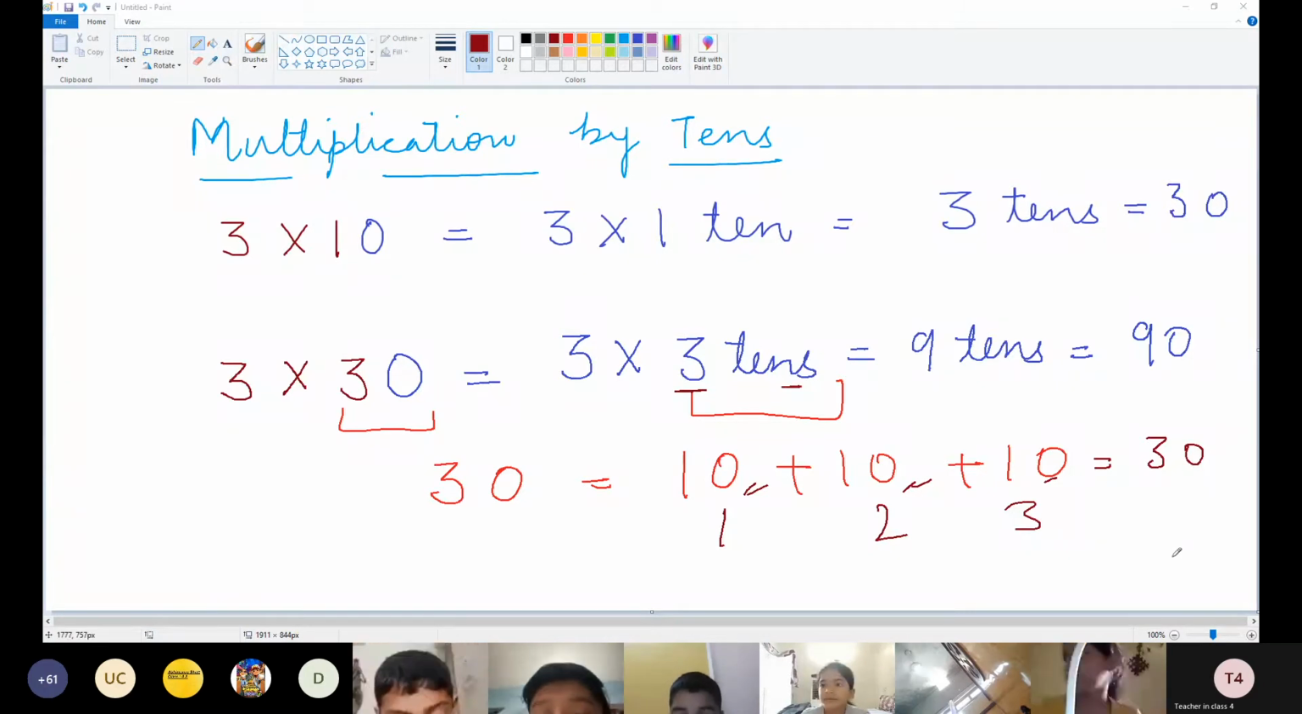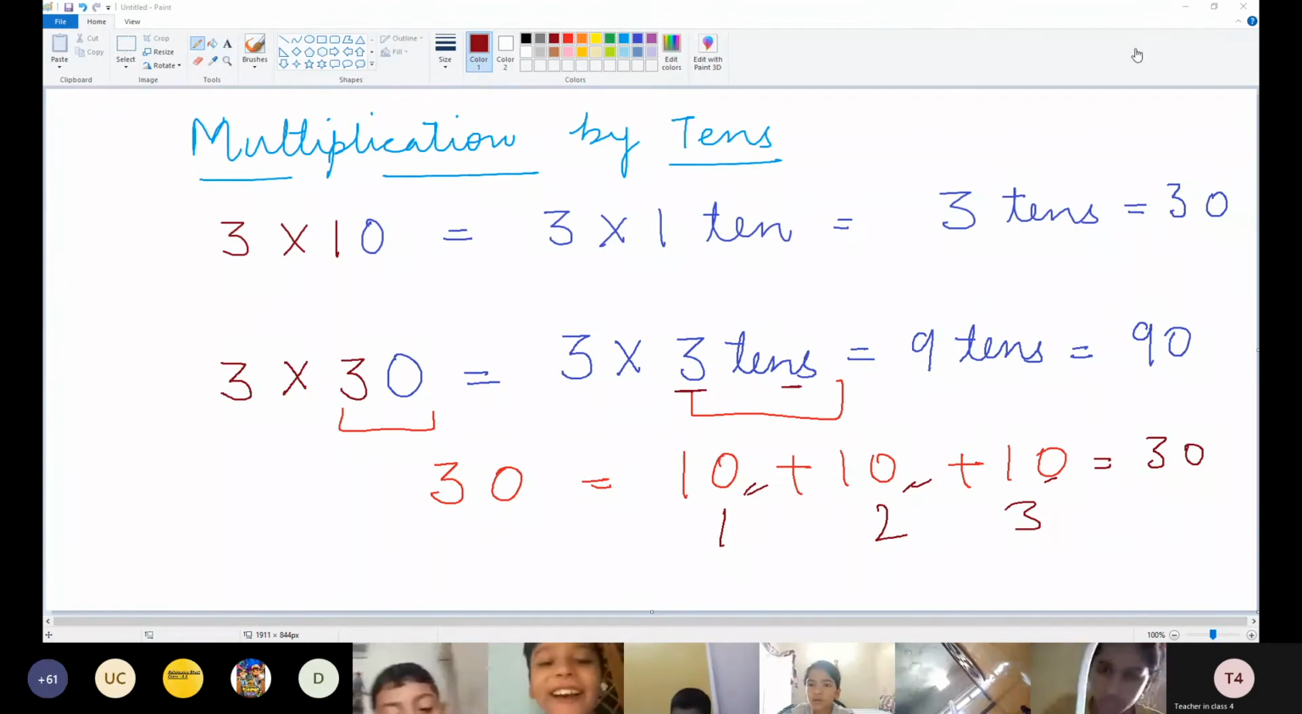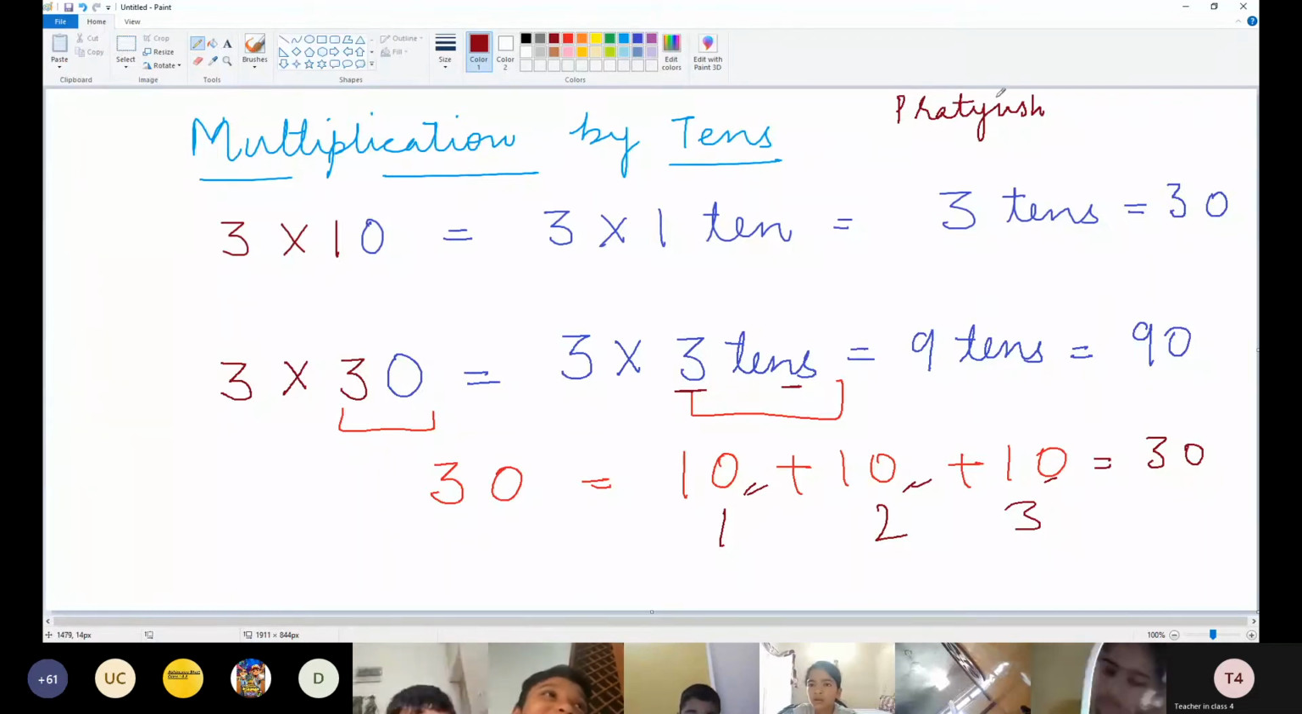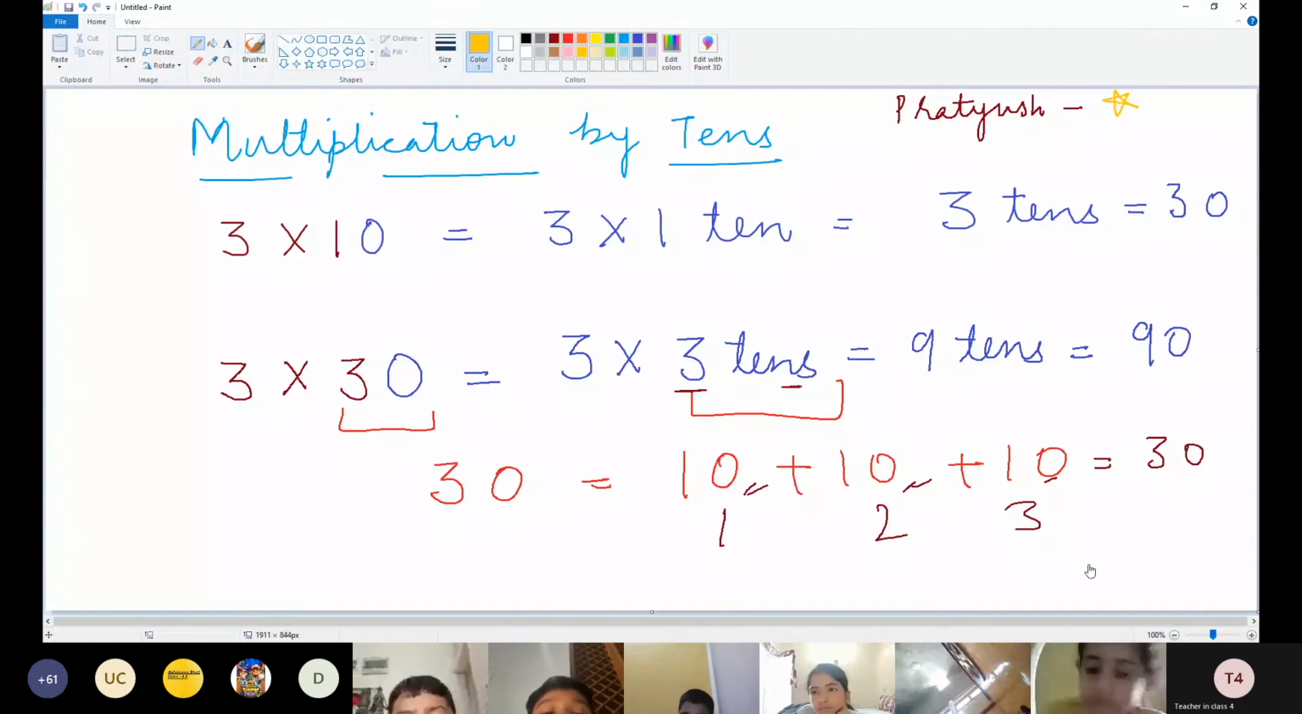Yes children, have you understood it now? Ma'am, am I right or wrong? Yes beta, you were right. Good Pratyush. Good. 1 star for Pratyush. Okay. Nitika, have you understood it now? Yes, ma'am. Okay, beta.